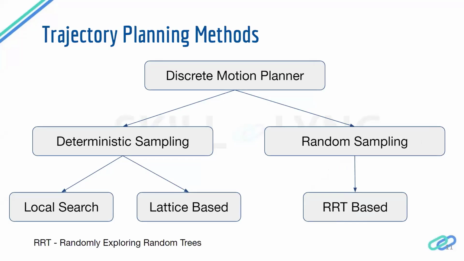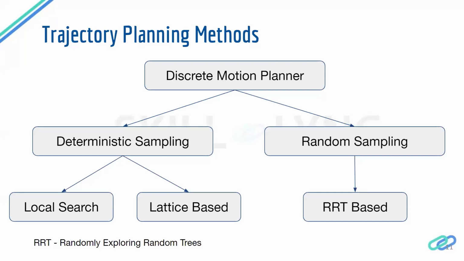This is the third layer, if you remember the whole planning architecture. In this, the most commonly used techniques are called discrete motion planning techniques. In this discrete motion planning, we have two things: one is deterministic sampling and one is random sampling.